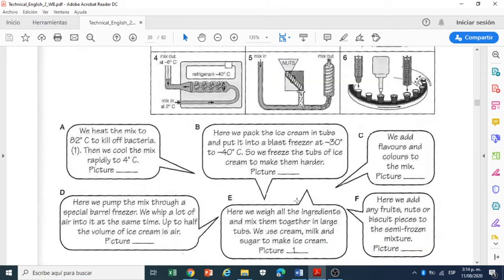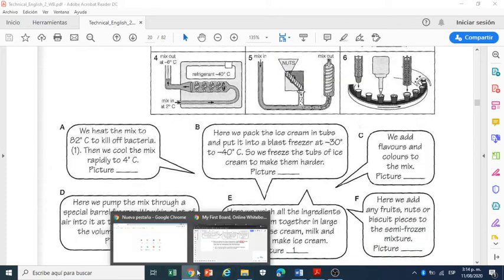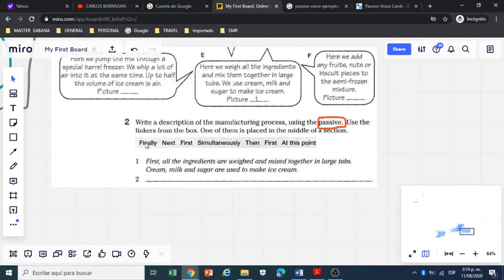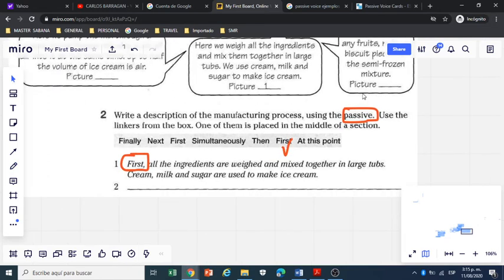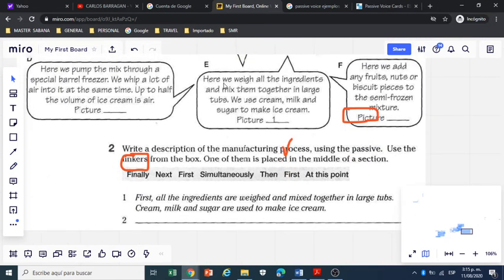Look at the example. We are going to use these connectors to create a process. They are connecting ideas to express process. This is the first idea: first, all the ingredients are weighed. Look at this sentence. This is in active voice: We weigh all the ingredients and mix them together.